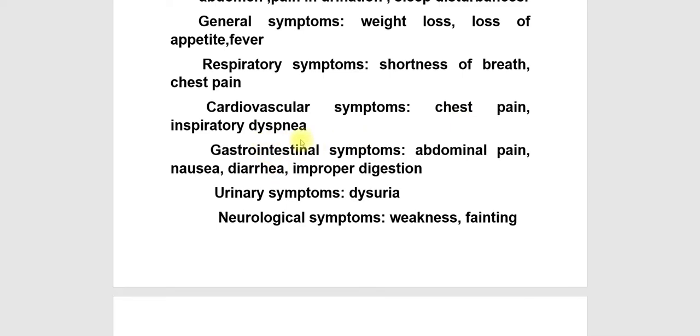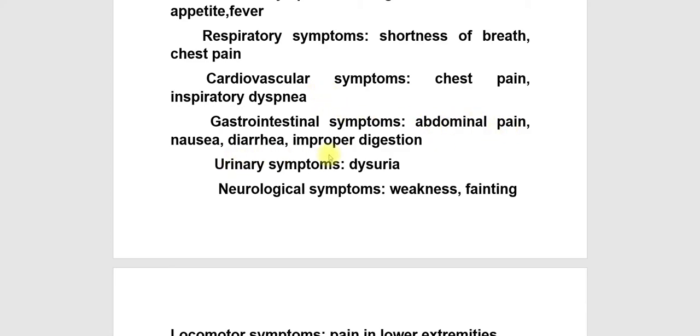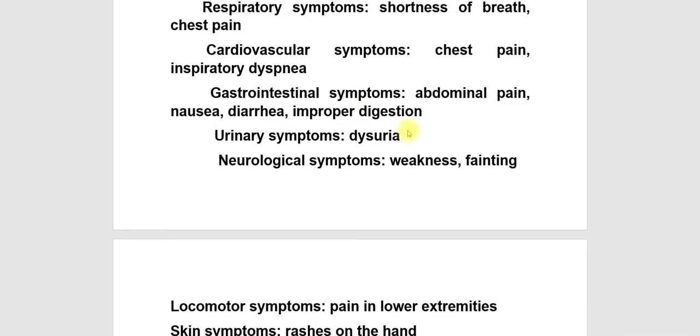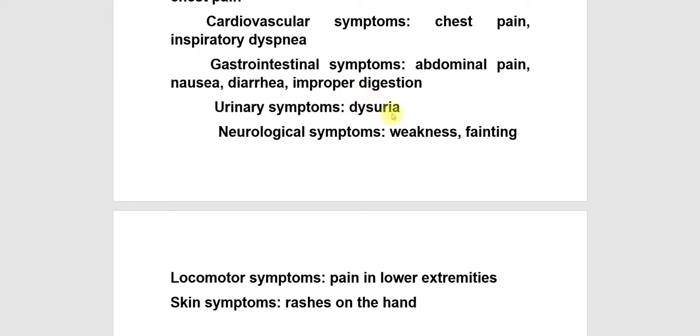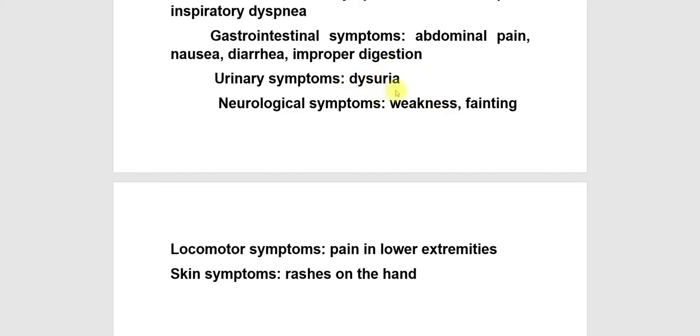Cardiovascular, chest pain, dyspnea. How can you tell that dyspnea is a cardiovascular symptom? Why do you think that it can't be related to respiratory symptoms? Maybe we'll find out that later. Diarrhea. Yes, it might be a symptom. There is no term as improper digestion. The proper term for this condition is dyspepsia. What do you mean by dysuria? Dysuria includes a lot of impairments of urinary output. If you say dysuria, you have to mention what exactly do you mean by dysuria.